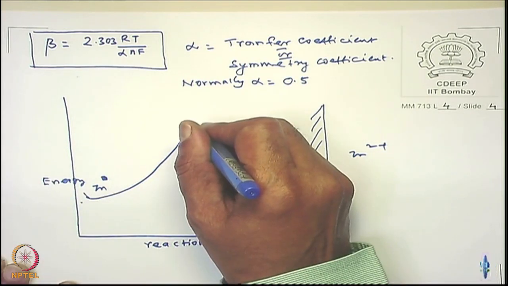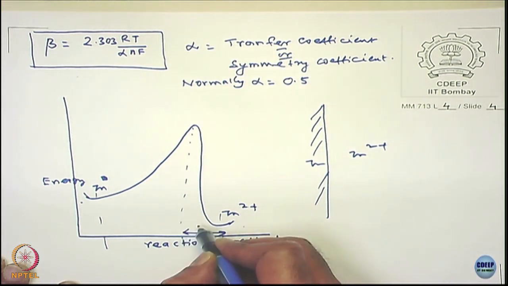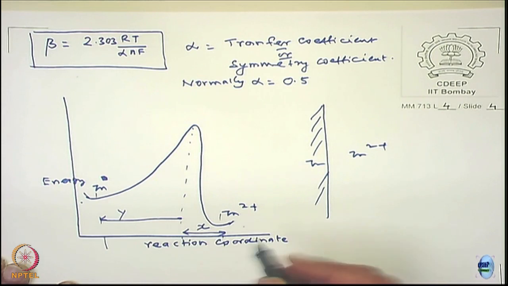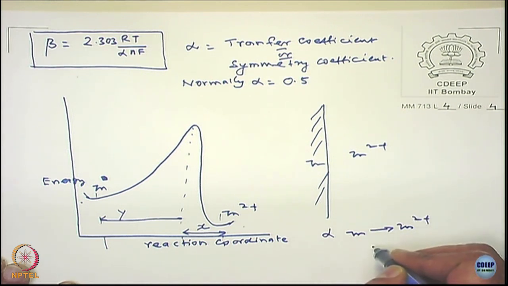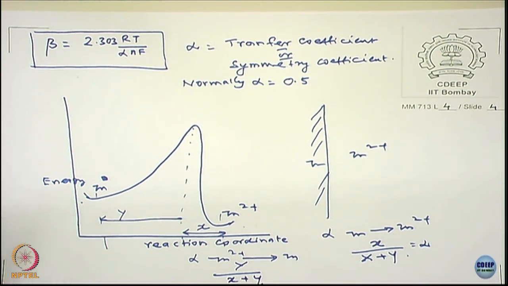That means, what is alpha here? Let us say this is x and this is y. Alpha for zinc to go to zinc 2 plus is given as x divided by x plus y. Now, for zinc 2 plus to move towards zinc, it is going to be y upon x plus y. I think you would have seen it before.